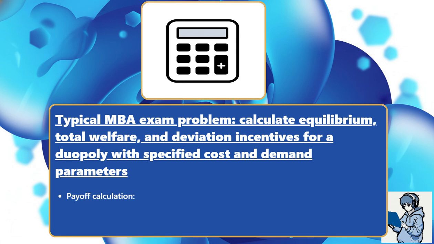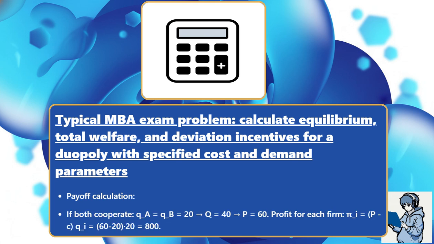Payoff calculation. If both cooperate, Q_A = Q_B = 20 leads to Q = 40 leads to P = 60. Profit for each firm: π_i = (P − C) × Q_i = (60 − 20) × 20 = 800.